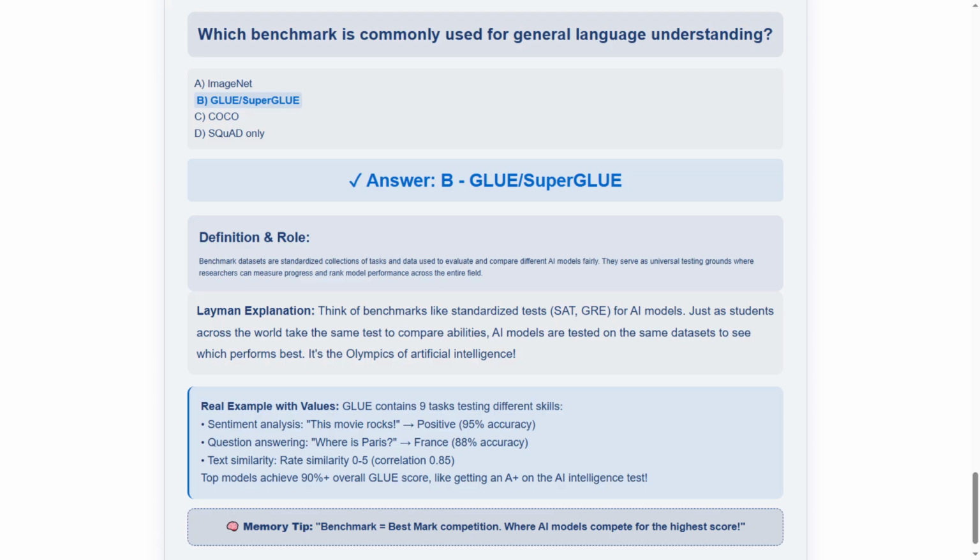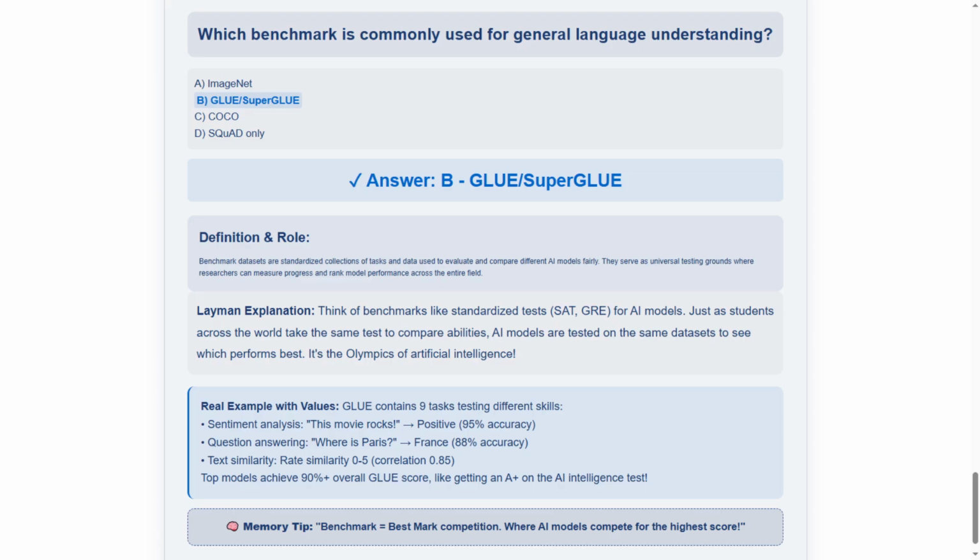Here's the complete definition and role. Benchmark datasets are standardized collections of tasks and data used to evaluate and compare different AI models fairly. They serve as universal testing grounds where researchers can measure progress and rank model performance across the entire field. They're the universal report cards. The layman explanation is clear. Think of benchmarks like standardized tests such as SAT or GRE for AI models. Just as students across the world take the same test to compare abilities, AI models are tested on the same datasets to see which performs best. It's the Olympics of artificial intelligence. Fair competition for all.